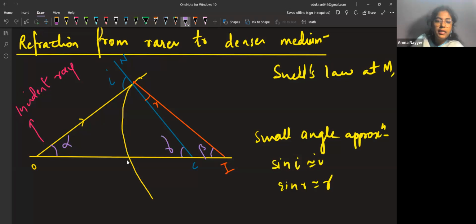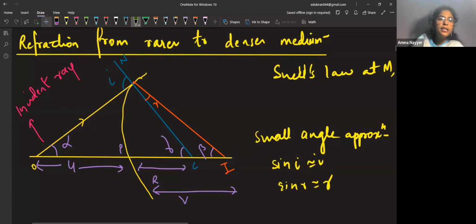Fine. This is the pole of the mirror, P. From the pole of the mirror, this is the object, so this is the object distance U. This is the center of curvature, this is the pole, so this becomes the radius of curvature. And this entire distance will be the image distance. Clear?